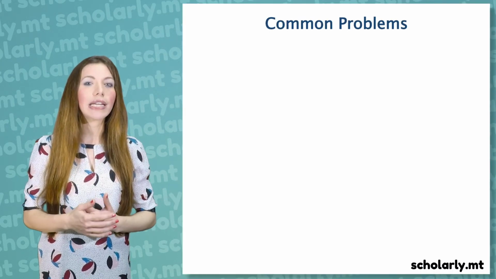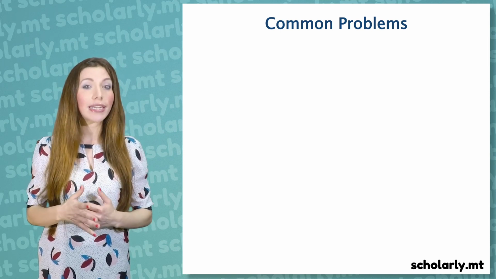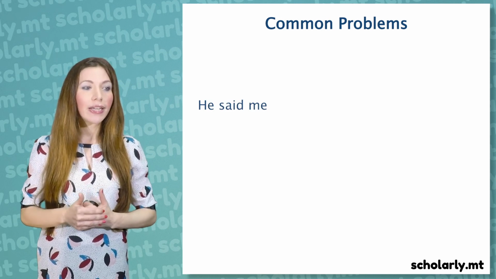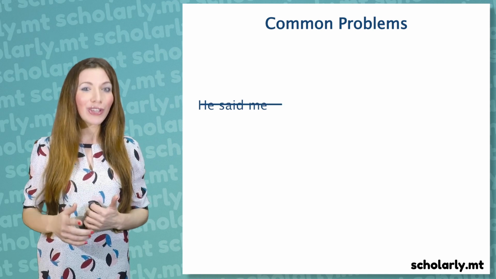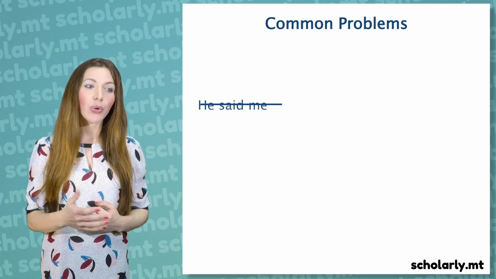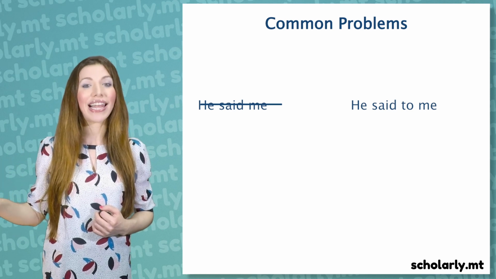Okay, so before we move on to some more practice, we're going to have a quick look at some common problems that we might have at this stage with reporting verbs. Okay, I'm going to read out the following and think if it's correct or incorrect. You should have a clear idea by now. He said me. Is that correct? Remember, we do not use an indirect object with say. So we can say, he said to me. Or we change it to tell, he told me.